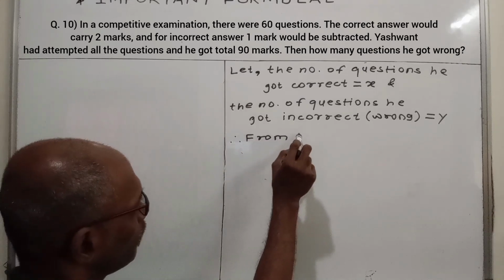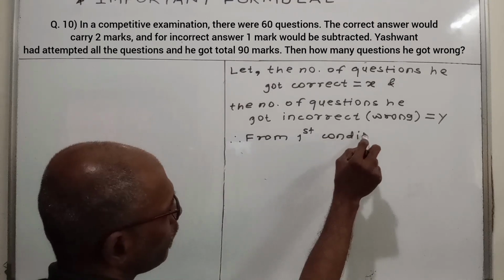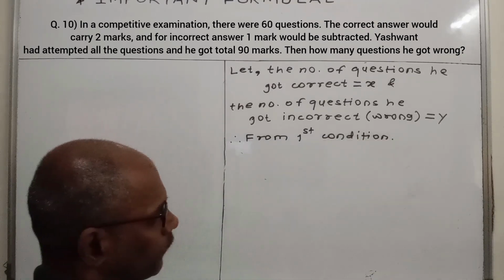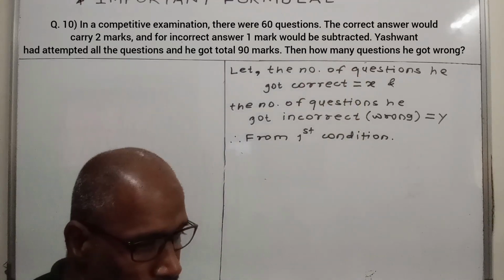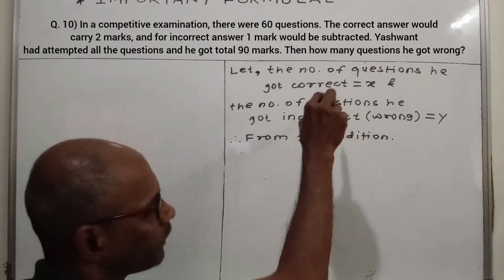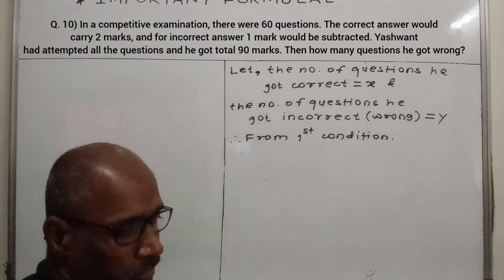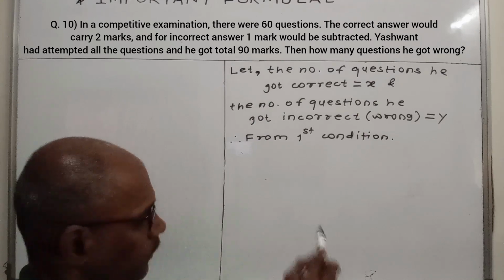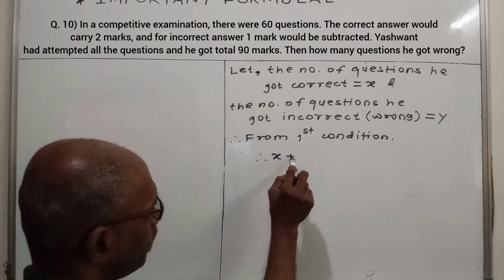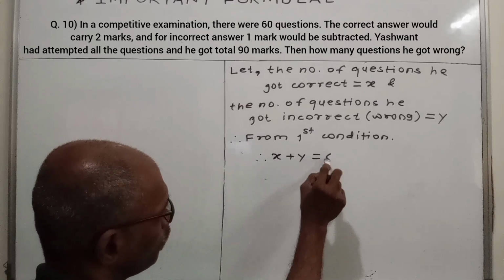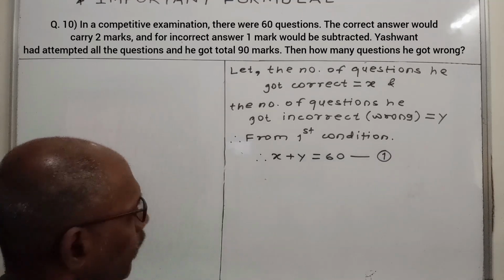Therefore, from the first condition. What is the first condition? Number of correct answers and number of incorrect answers. Did you get it? Therefore, x plus y is equal to 60. This is our equation number 1.